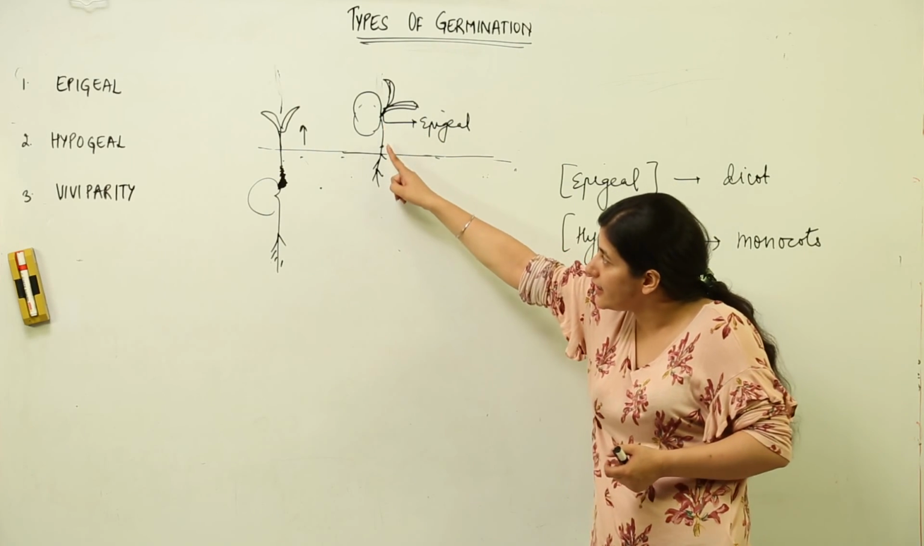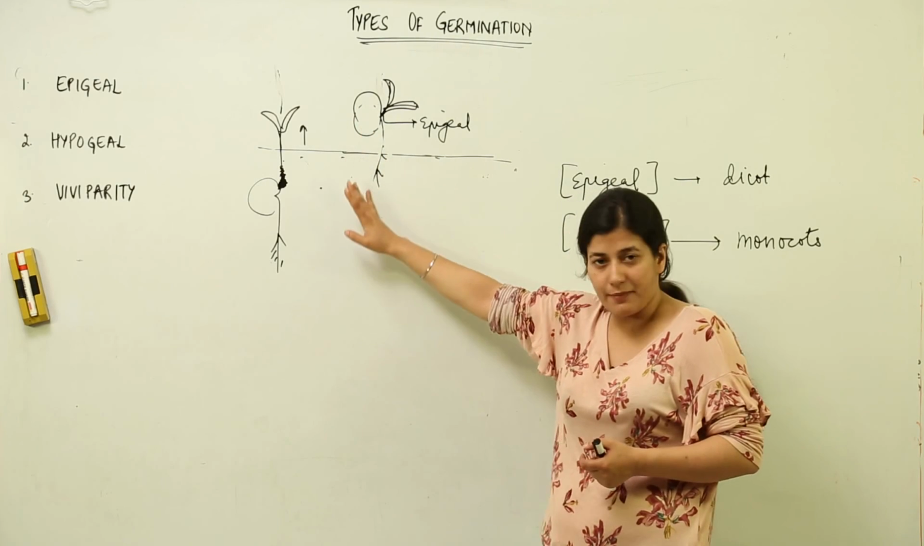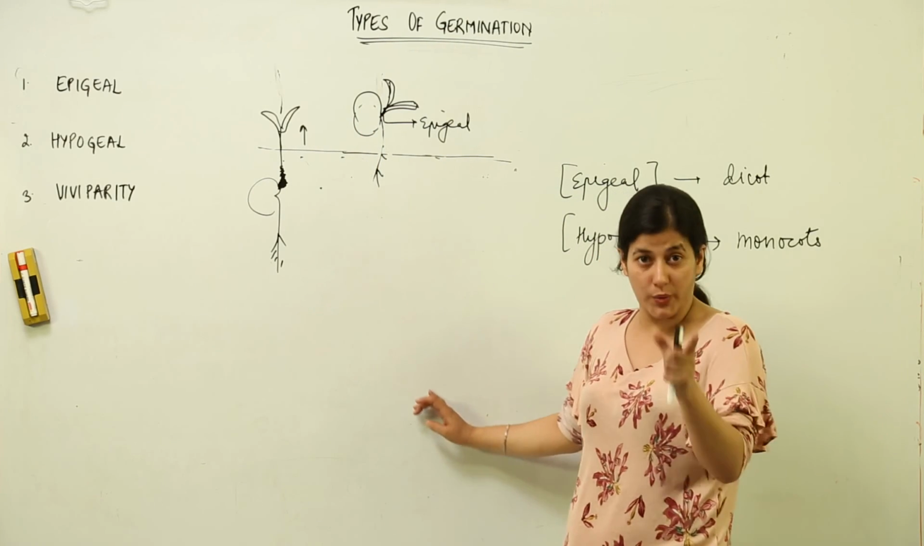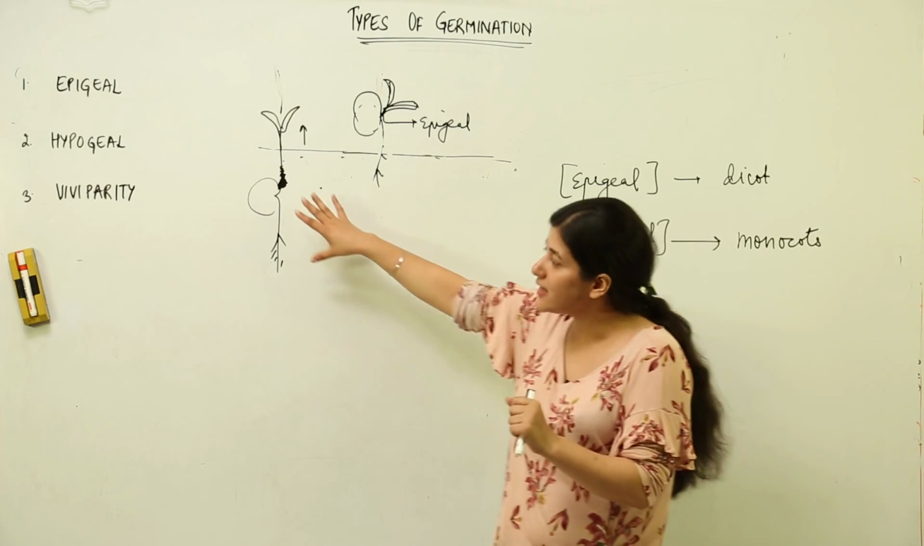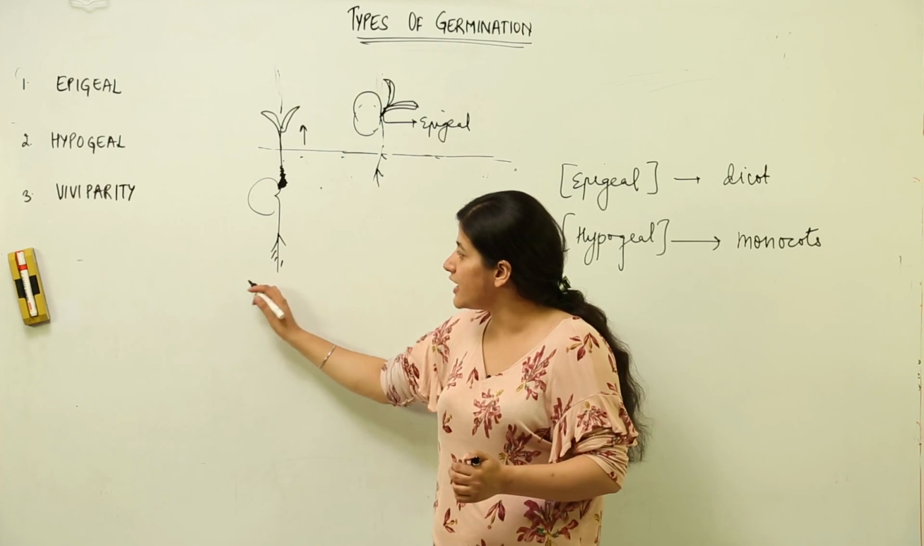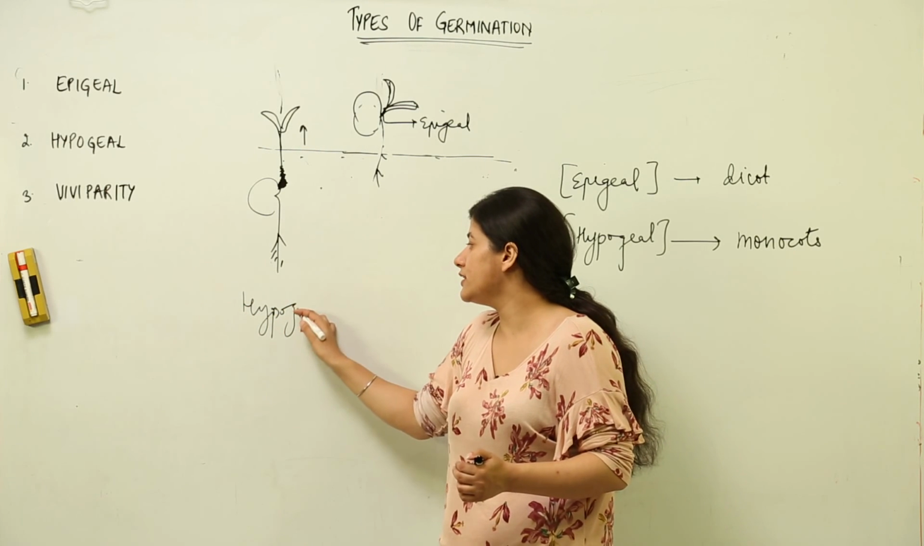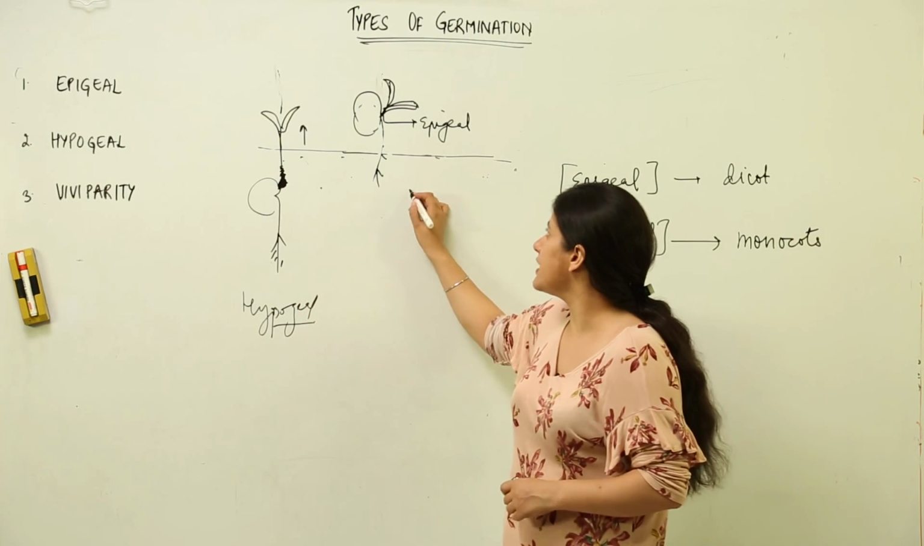Then the hypocotyle develops downwards. It is present over there. The root develops downwards and the hypocotyle does not show any growth. It stays there only. In this case, hypocotyle is growing and epicotyle is moving further. So this first case is hypogeal, while the second case is epigeal.